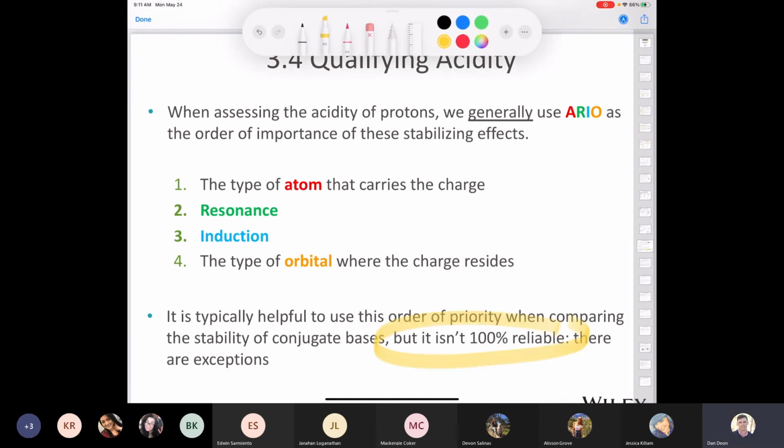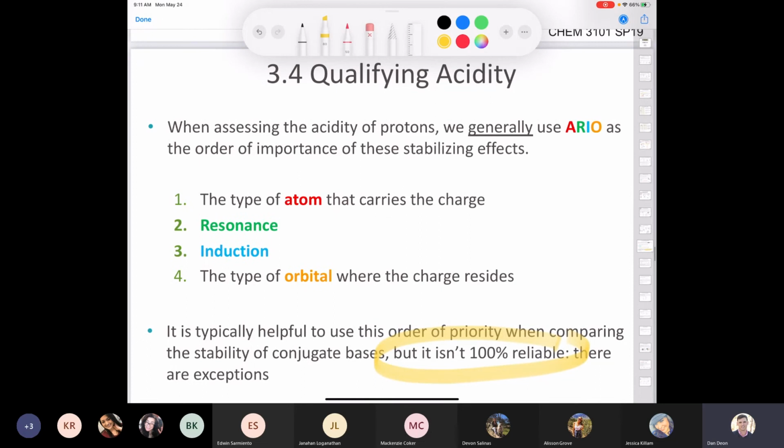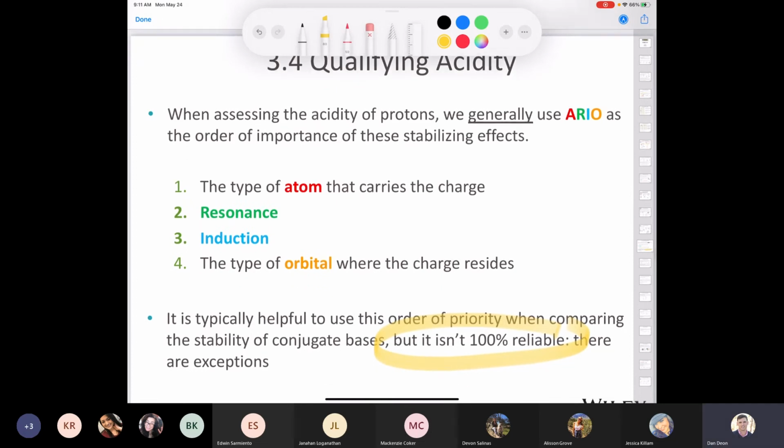Not 100% reliable. There are exceptions to ARIO. ARIO can be used, and if you're wondering, "Mr. Dion, could you tell me how often I could use it?" No, I can't. I can say that you can use it most of the time. However, there are exceptions.